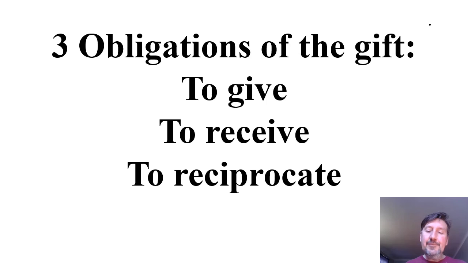Mauss then discusses the three obligations of the gift. The first is the obligation to give. You cannot refuse to give other people gifts. It's something that you have to do. Next, there is the obligation to receive, meaning that you cannot reject a gift if it is offered to you. You have to accept it. Finally, there is the obligation to reciprocate, meaning that when you receive a gift, you must give something back again in the future.